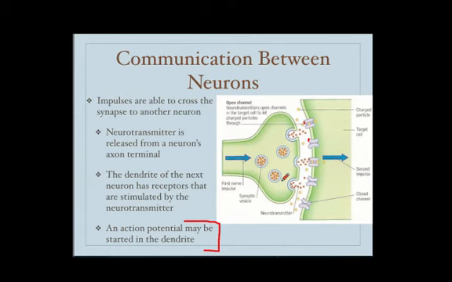So the whole point of this, we have the action potential coming down our axon. That's an electrical signal. That's triggering this release of neurotransmitters, which is kind of a switch over to a chemical signal. And that chemical signal, once it gets to the next neuron, initiates another electrical signal. It starts another action potential.